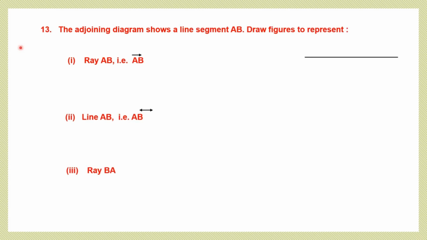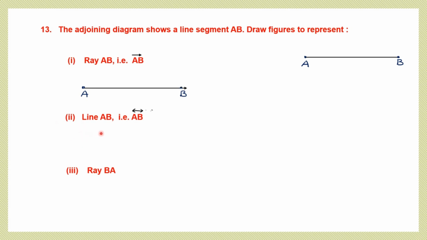Now question 13. The adjoining diagram shows a line segment AB. So this is a line segment which has a starting point A and an ending point, two fixed points B. Now draw figures to represent first one, ray AB. So let's draw a ray, and name it AB. So the A is fixed and B is the other end, AB. So we have a ray here, AB.